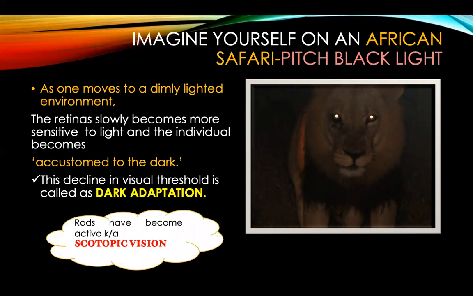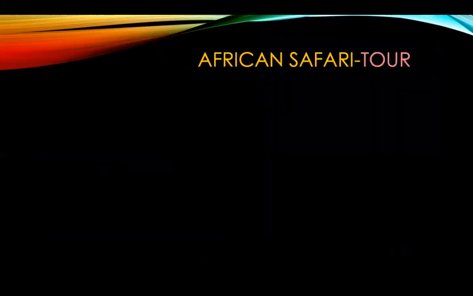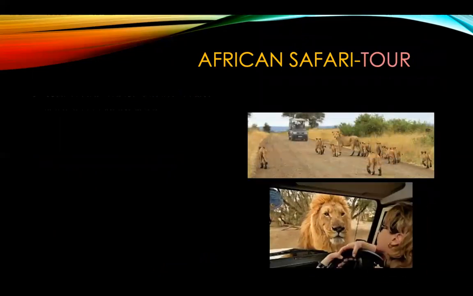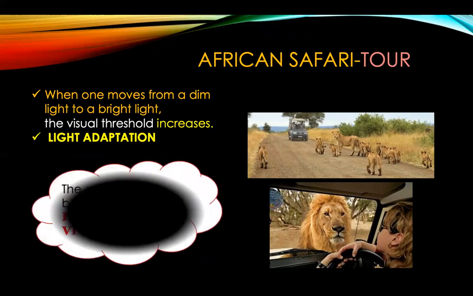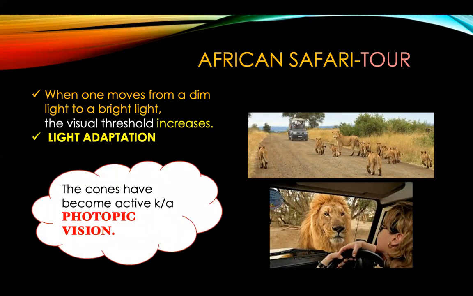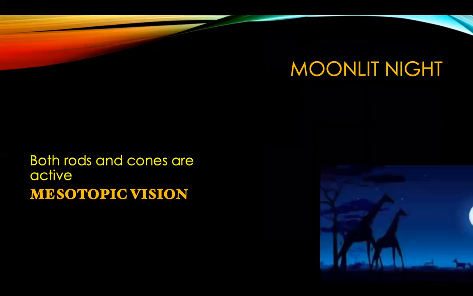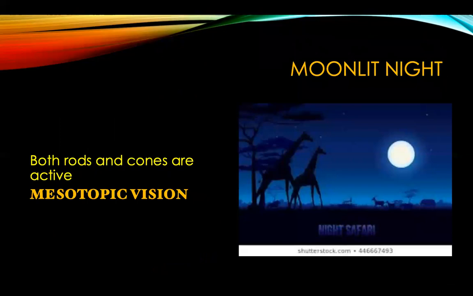Now the rods have become active, and this is known as scotopic vision. When you go on the safari in the morning, in a vehicle, there is light adaptation. The visual threshold decreases. The cones have become active, and this is known as photopic vision. In a moonlit night, both rods and cones are active, and there is mesotopic vision.